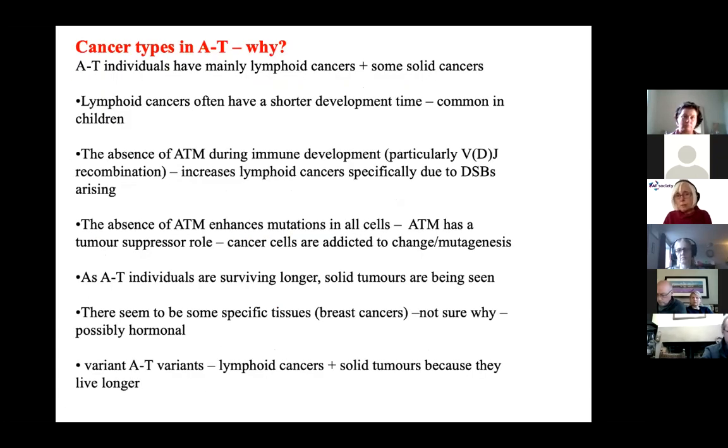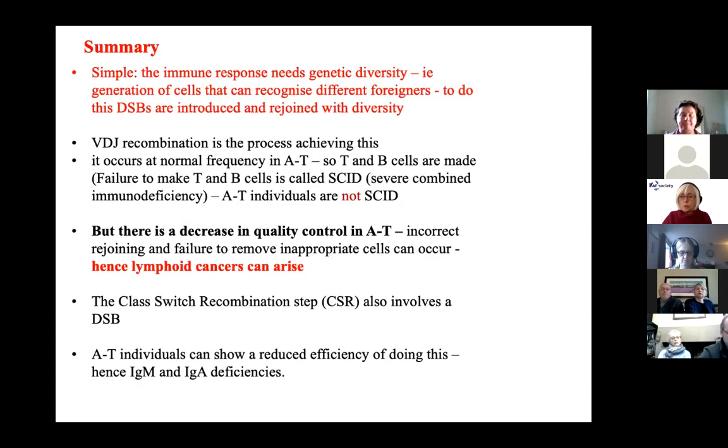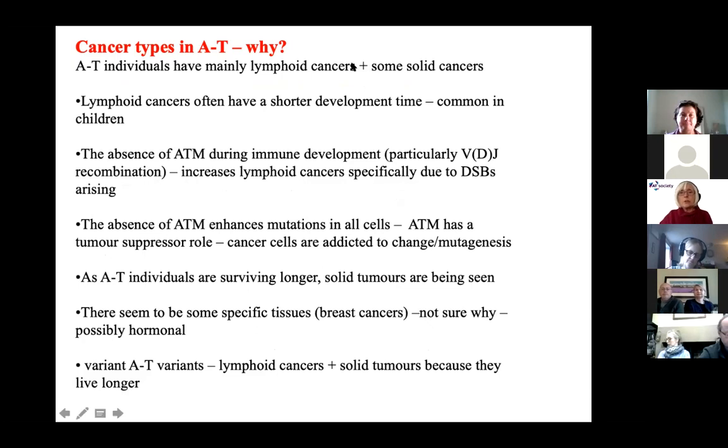So now we can think about what types of cancers arise in AT and why. AT individuals have mainly lymphoid cancers, but some solid cancers. The lymphoid cancers, I think, are partly because they have a shorter development time, and so they tend to be more common in children, even children without AT. So they're seen more in AT individuals.